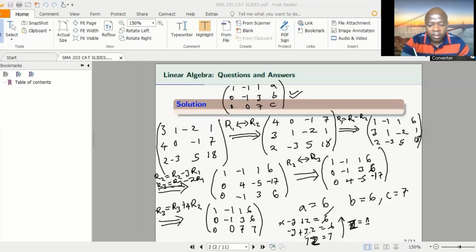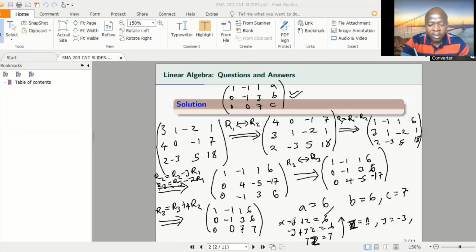Z is 1. So now I come to this second equation, and where there is z, I write 1. So this will be negative y plus 3 times 1 is equal to 6. That means if I take this 3 to the other side, negative y is 3, which means that y will be negative 3.